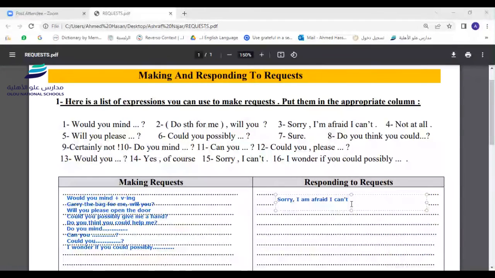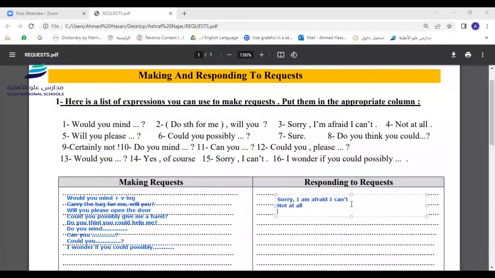Also, we have another way. Let's complete, because we have little time left. We have only 8 minutes. What else can we say to reply or to respond to a request? You can say, sorry, I'm afraid I can't. You can say, not at all. And we mean, sorry for my spelling mistake, not at all.